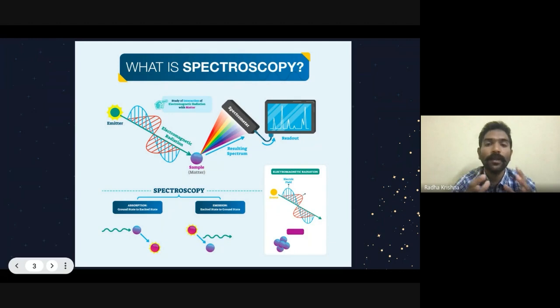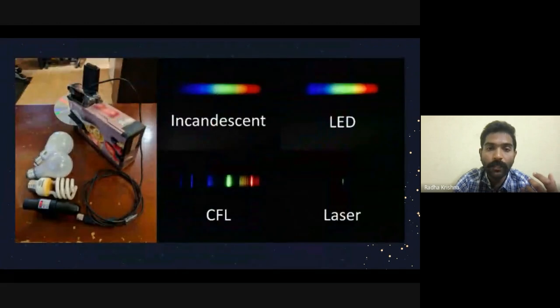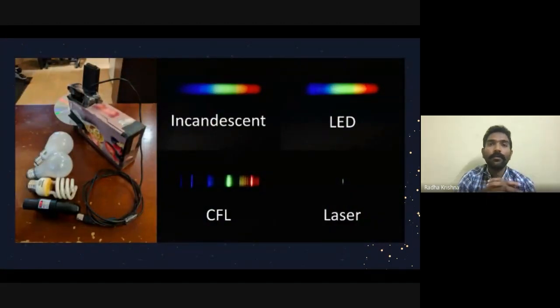Basically, spectroscopy means that you have a spectrum of light and you are learning what the material is absorbing and what the material is emitting. So that is what is shown here, absorption and emission. And you can build such spectroscopes even in your home also. That is like a fun project that you can do.